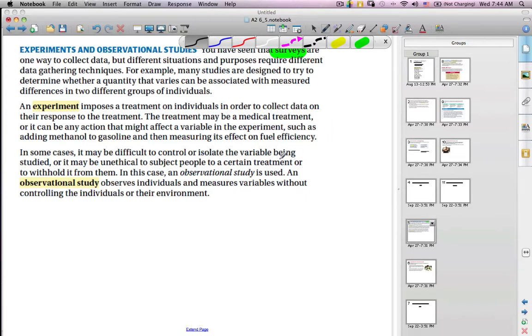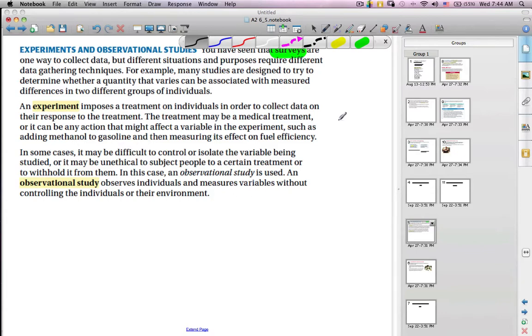And in some cases, it's difficult to control or isolate the variable being studied, or it may be unethical to subject people to certain treatment or withhold it from them. So for instance, if I think something might cause cancer, it would be irresponsible to conduct an experiment to see if it causes cancer. I wouldn't want to give people cancer in order to determine that that was a cause. So what an observational study does is it observes individuals and measures the variables without controlling them or introducing things to them. So it basically observes what they're doing in their natural state, what they're choosing to do.